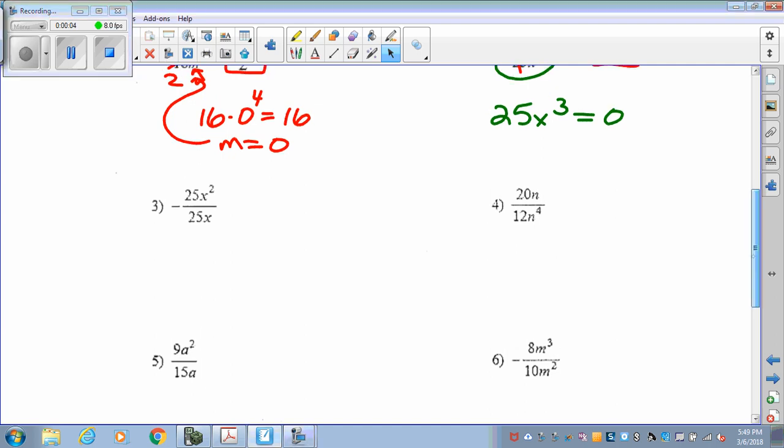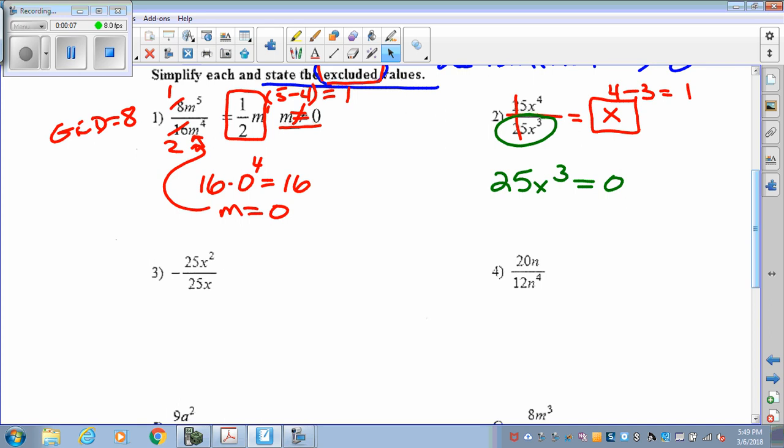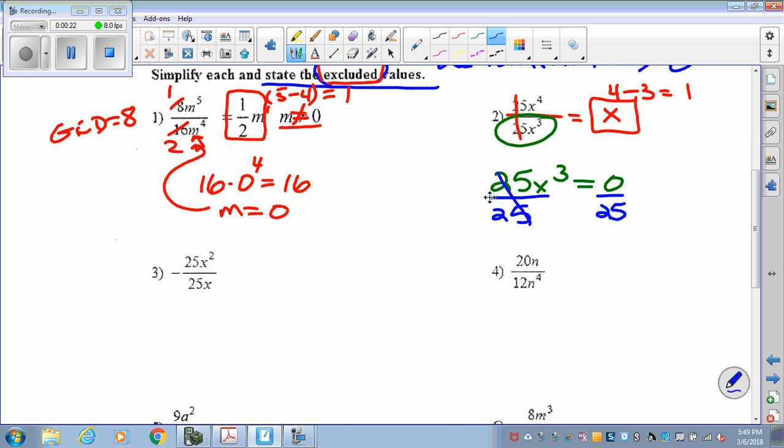Okay, so I'm looking at this polynomial here, and I know it's x. I've simplified it to be x, but now I'm looking to see what value of x would make the denominator 0. Well, if I divide both sides by 25, I get x cubed equals 0, right? 0 divided by 25 is 0. If I take the cube root of 0, x equals 0.